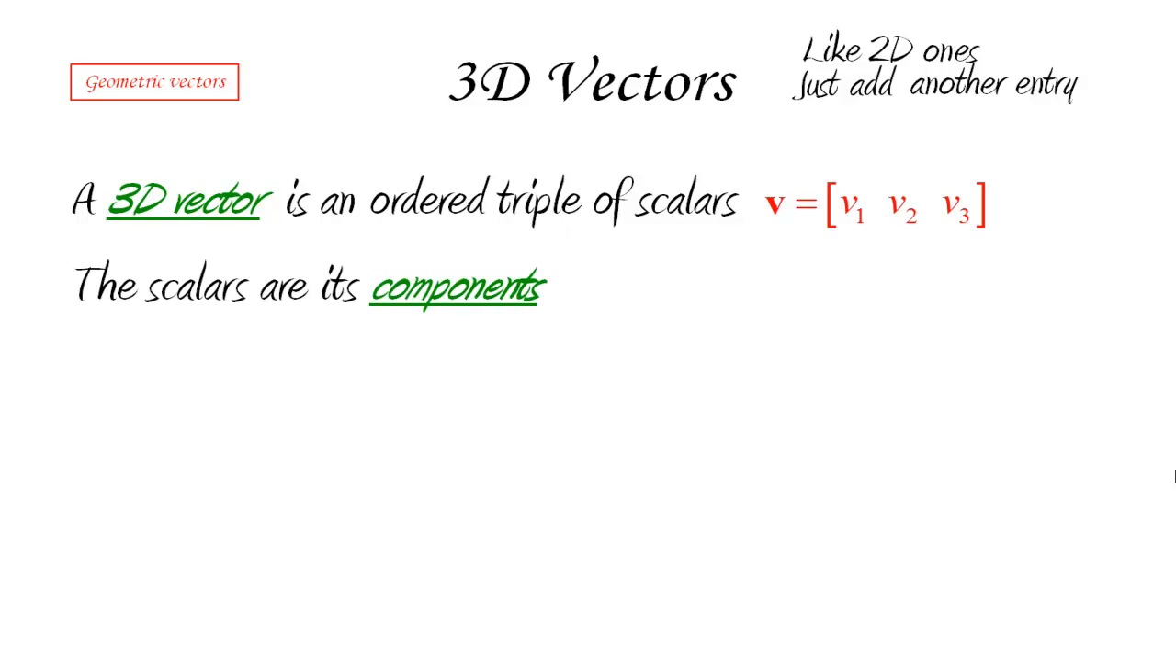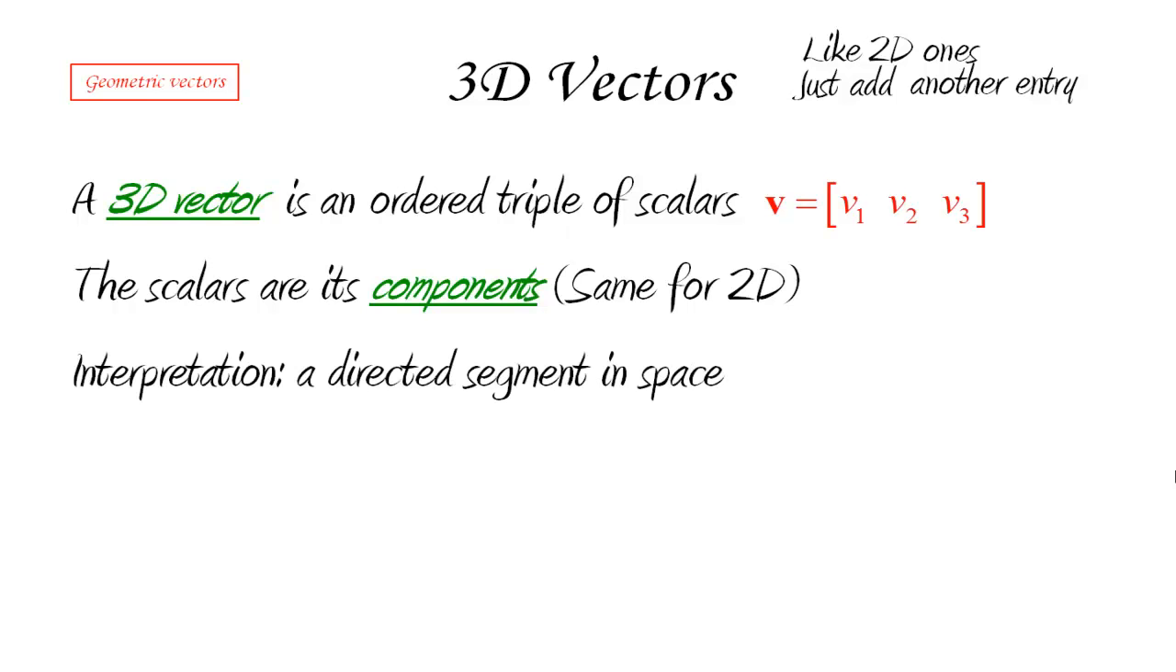By the way, these numbers better get their own name, and we're going to call the numbers that make up a vector, both 2D and 3D, their components. So the components of a geometric vector are simply the numbers that we use to define it. We're going to use the same terminology for two-dimensional vectors from now on.